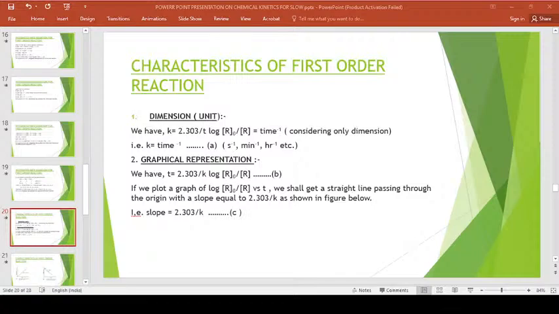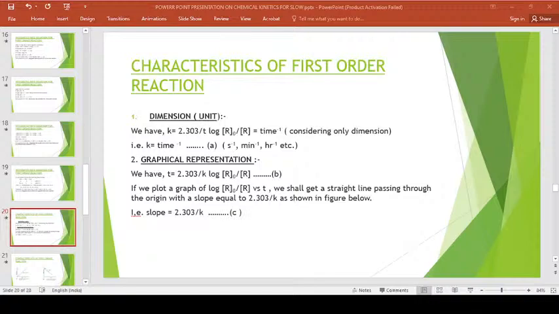t half equal to 0.693 divided by k. So what is the half-life period? Half-life period, or half change time, is the time taken during which the initial concentration of the reactant falls to its half.